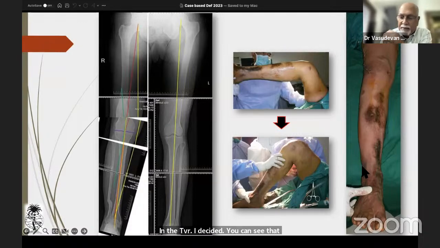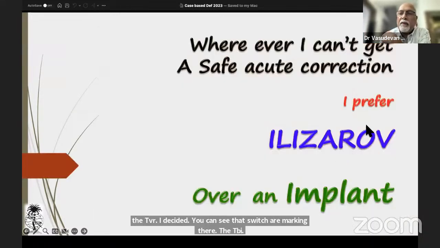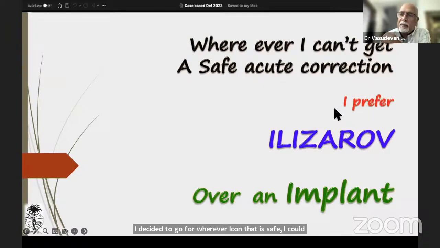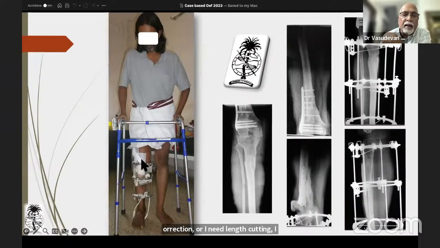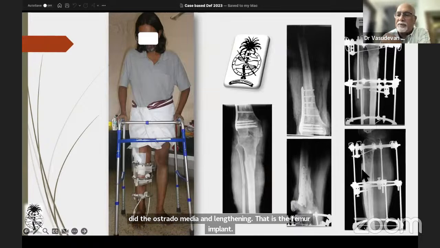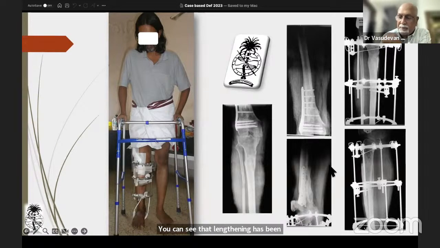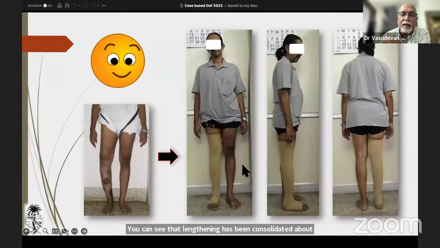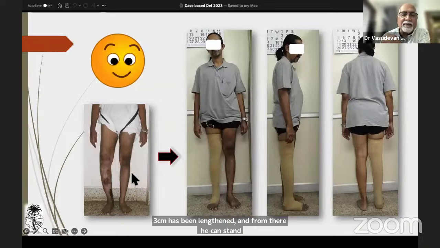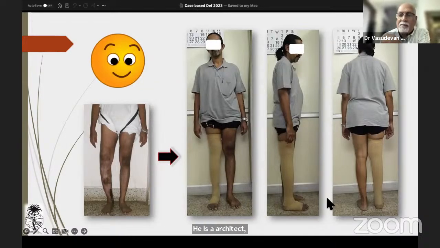In the tibia, I decided to go for Ilizarov. Wherever I can't get a safe acute correction or I need lengthening, I prefer Ilizarov over an implant. So here, and it's easy in the tibia, I did the osteotomy and lengthening. And that is the femur implant. You can see that the lengthening has been consolidated. About 3 centimeters has been lengthened. And from there, he can stand straight. He is an architect professor. His alignment has been corrected well.